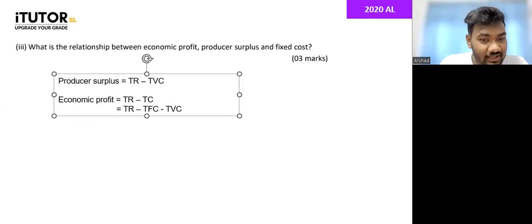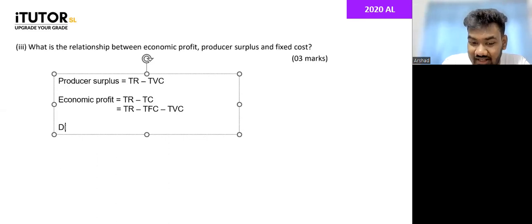You're subtracting both. So what's the difference? That's what they're asking, guys. Now it's a small 3-mark question. So you can start off your answer by saying producer surplus is the difference between total revenue and total variable cost. Give the equation. On the other hand, economic profit is the difference between total revenue and total cost, which is fixed cost and variable cost. So in other words, can you see there is a relationship here? The difference between producer surplus and economic profit is the fixed cost.